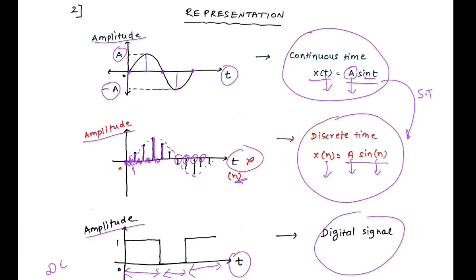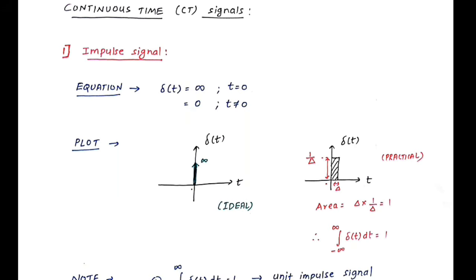Now let's look at the special functions. Let us study the continuous time signals first. The first function, or you can say the first signal we have, is the impulse signal. What is the equation of the impulse signal? Let's say x of t equals delta of t. Delta of t is the notation, and this signal works at t equal to 0. For any other value of t, whether positive or negative, the function is not working, the value of the function is 0.